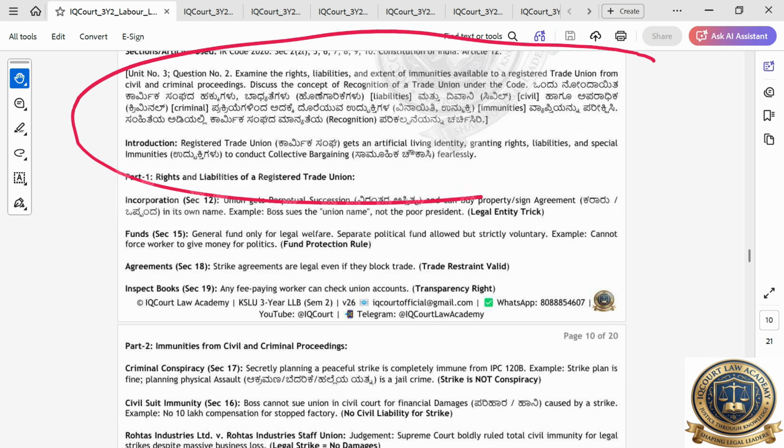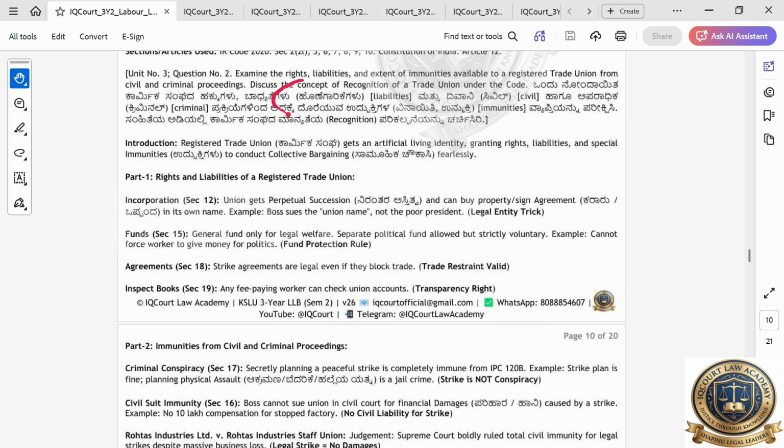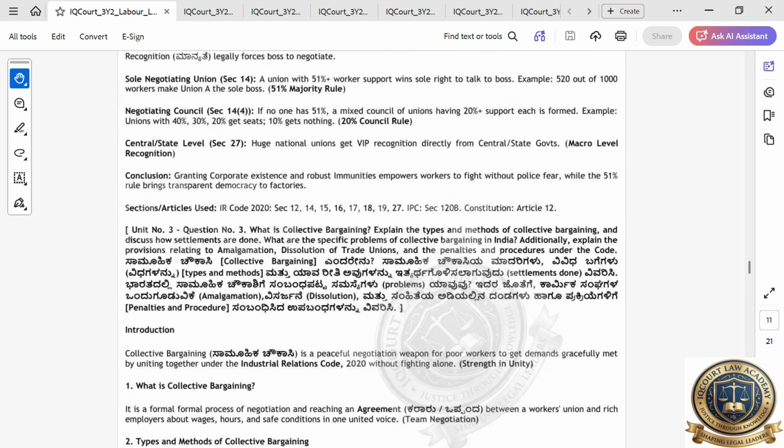This is the way they may ask in different ways. So you have to write the same answer. They may ask only this much or that much. They may ask about criminal and civil liability. For everything you have to write the same answer. We explained along with the sections.